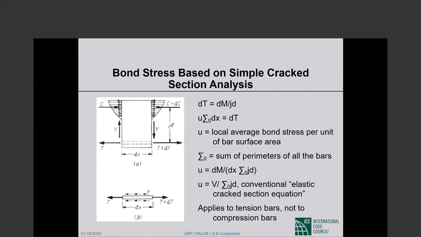So this equation is actually the equation of horizontal equilibrium for the free body diagram at the bottom. u is the local average bond stress per unit of bar surface area. Everything that is said needs to be said per unit of bar surface area. And sigma sub 0 is the sum of perimeters of all the bars, as I've indicated.